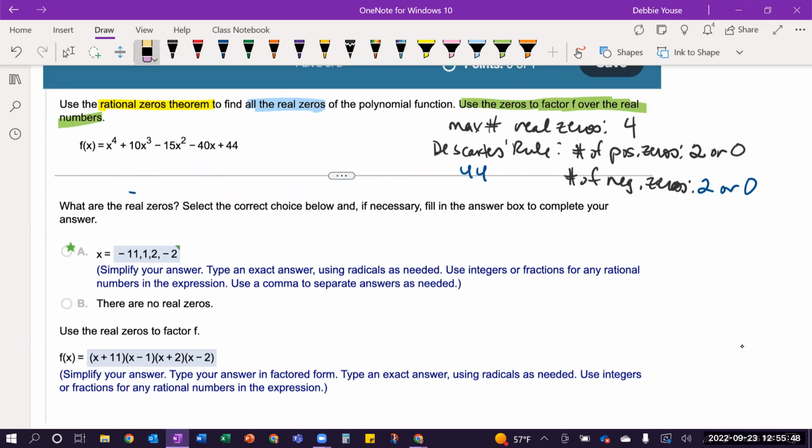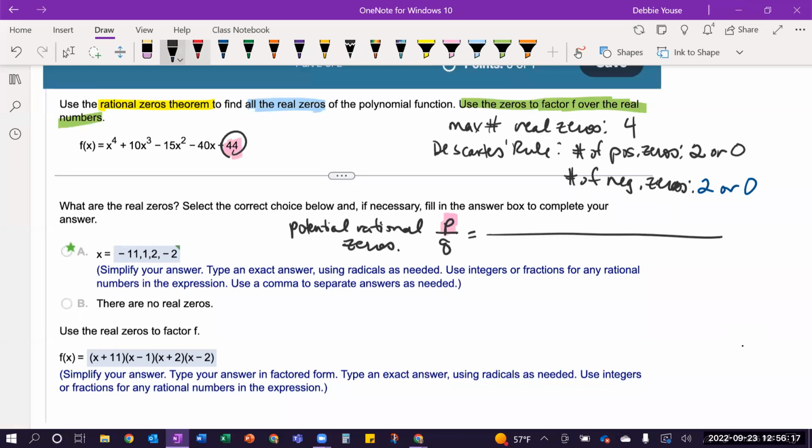The rational zeros theorem, which this says to use, is you have to come up with a list of potential rational zeros, and we write them as P over Q. P comes from the last number. It's factors. So I need factors of 44. So plus or minus 1, plus or minus 44, plus or minus 2, plus or minus 22.